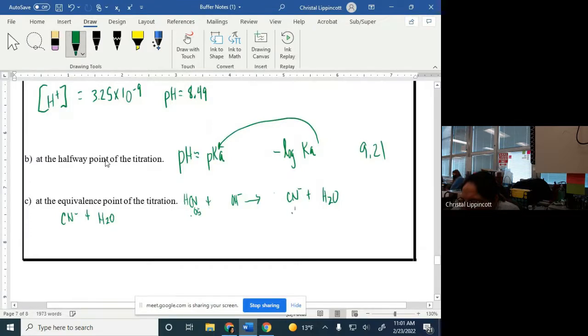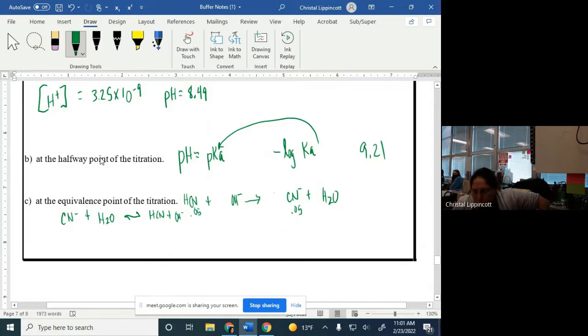So we've made 0.05 moles of this. Does that make sense? Now we've got to see what that's going to do to this water, because it's going to set up an equilibrium situation here where we're forming some HCN plus some OH minus. Okay. So we've got to see what that value is going to be.